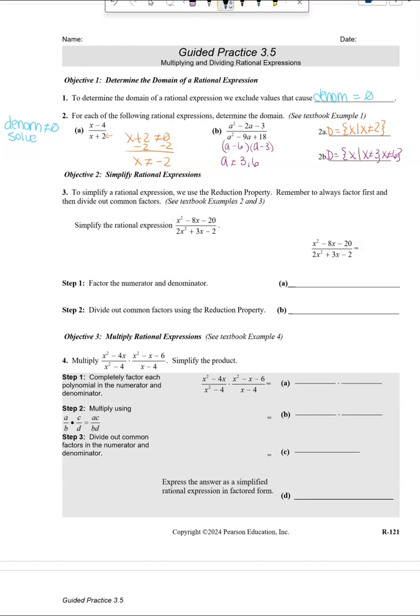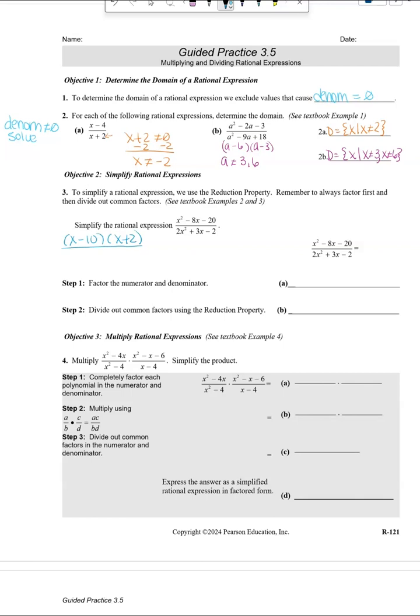Now we're going to simplify rational expressions. To simplify a rational expression, we use the reduction property. Remember to always factor first and then divide out the common factors. So let's factor first. The numerator, if we factor it, is going to be factors of 20 with opposite signs that give us negative 8. That's going to be negative 10 and positive 2, so we could just say x minus 10, x plus 2.